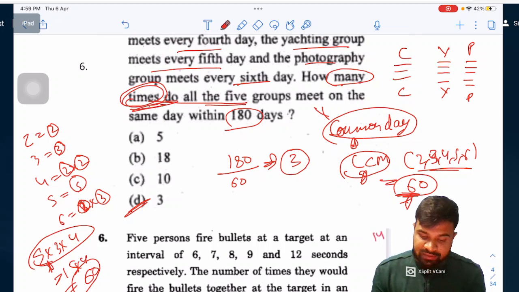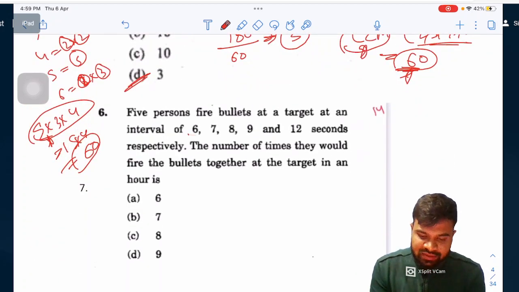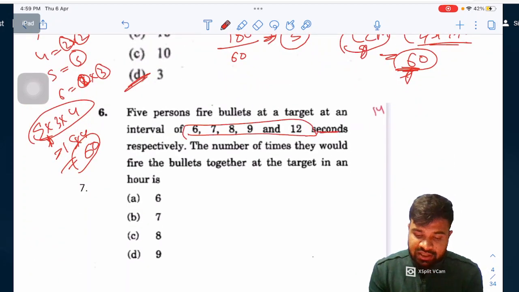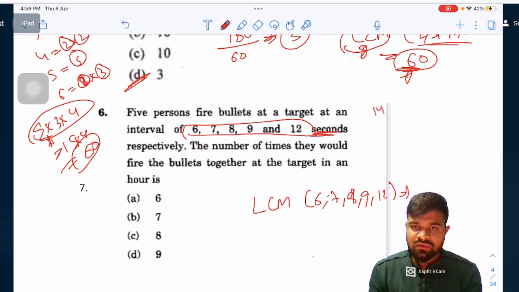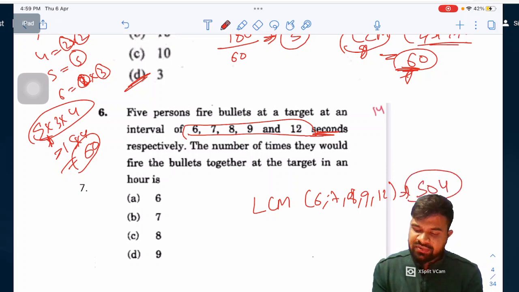Okay. Similarly, the next question is very similar. The question is about seconds. Now the LCM of 6, 7, 8, 9, 12, I want you to do it by yourself. You have done it in class also. The LCM will be 504.